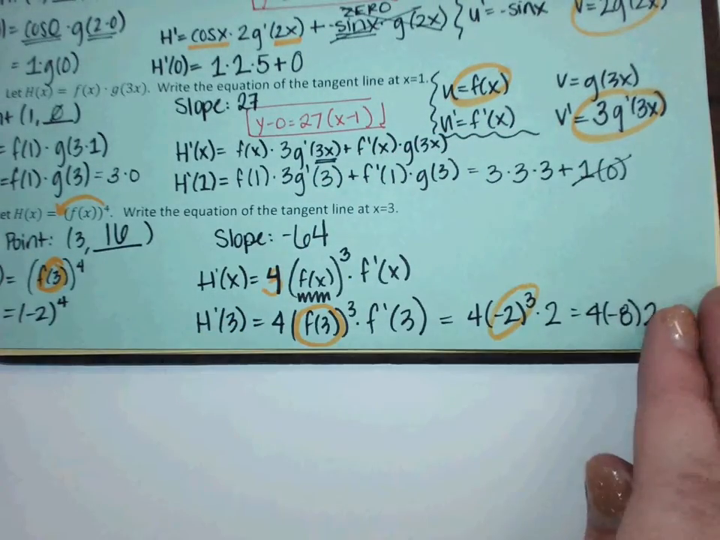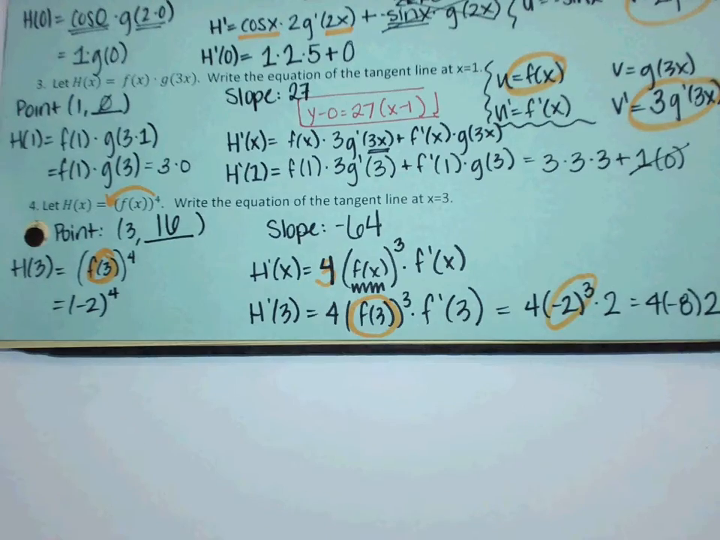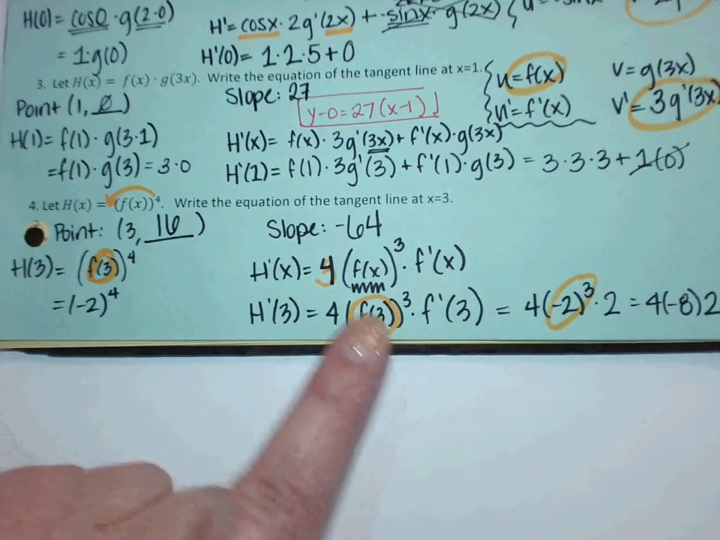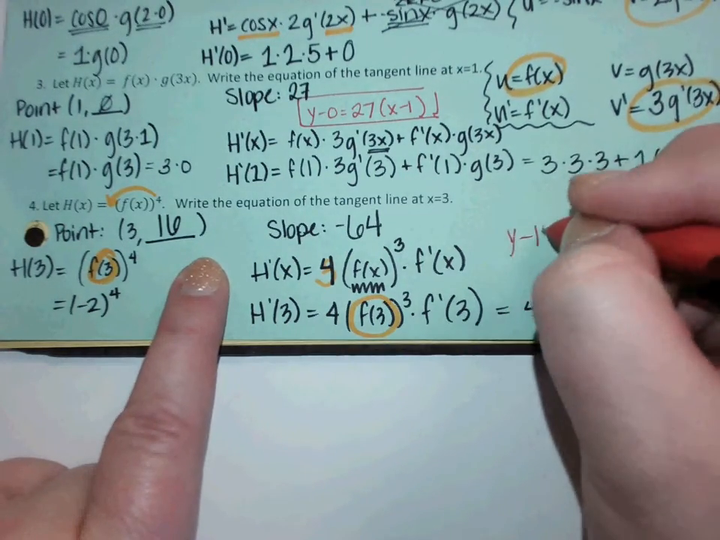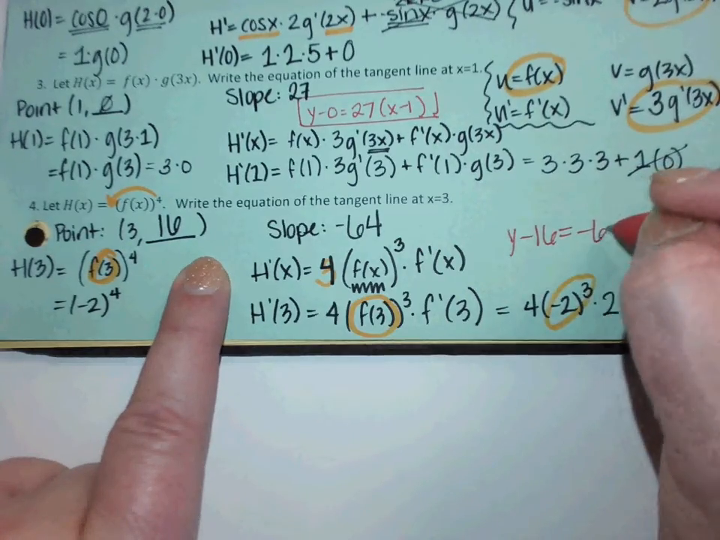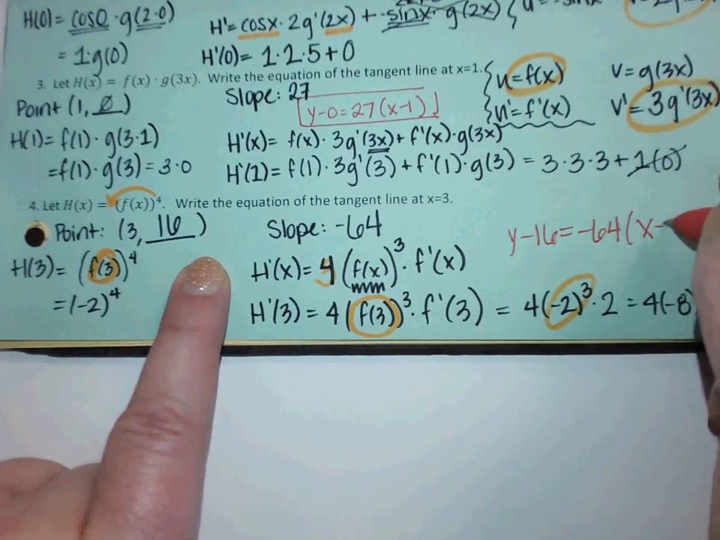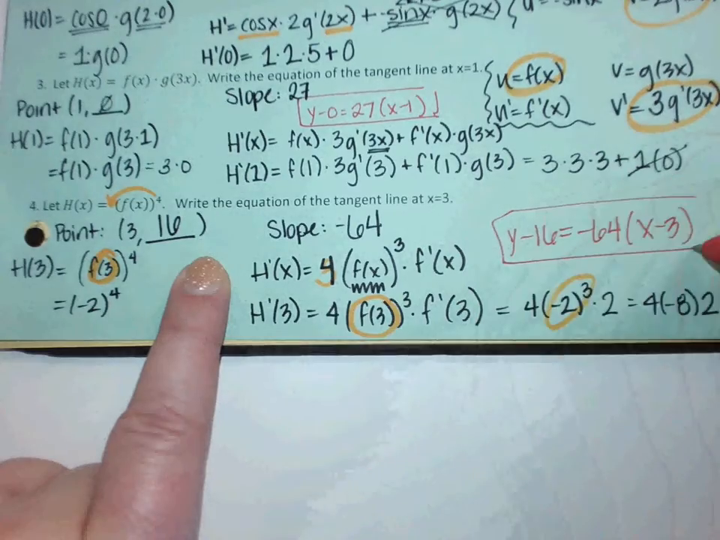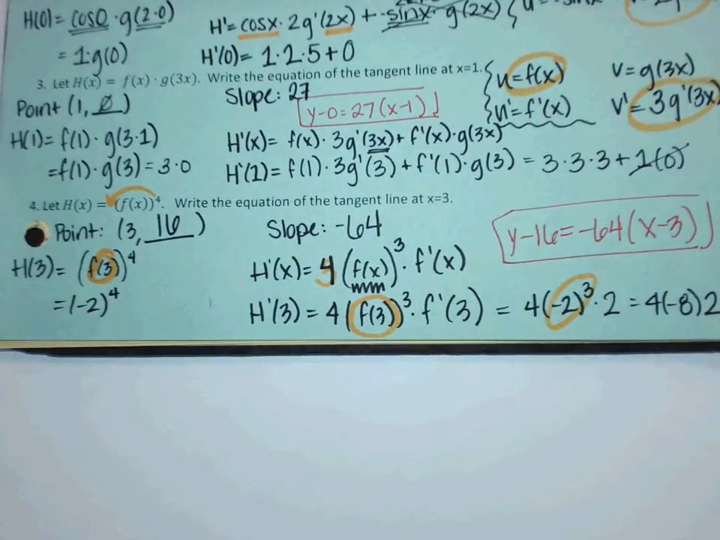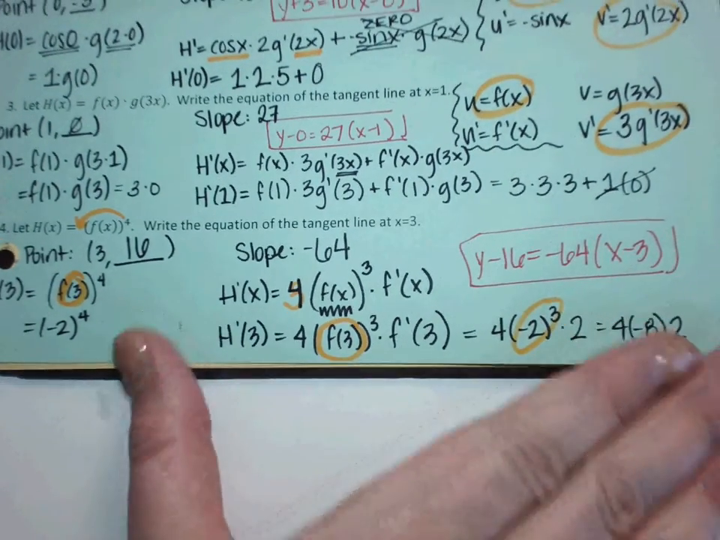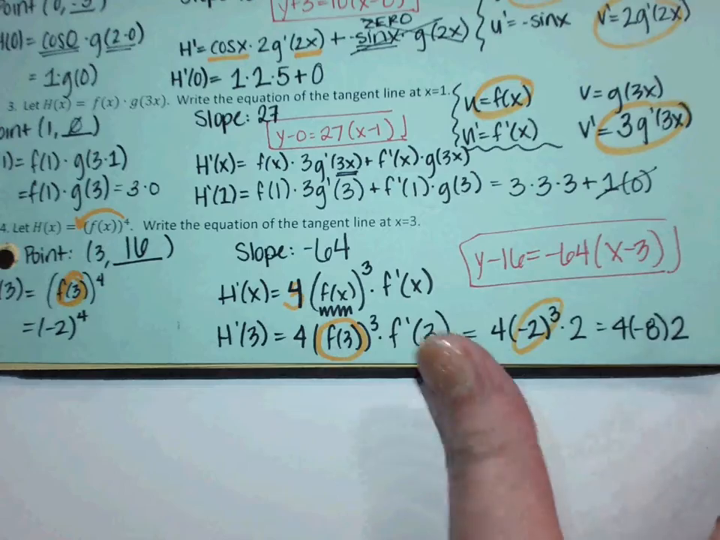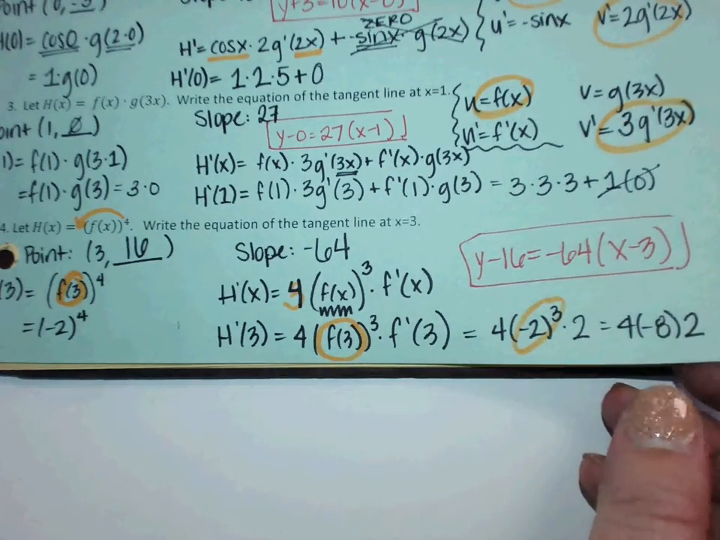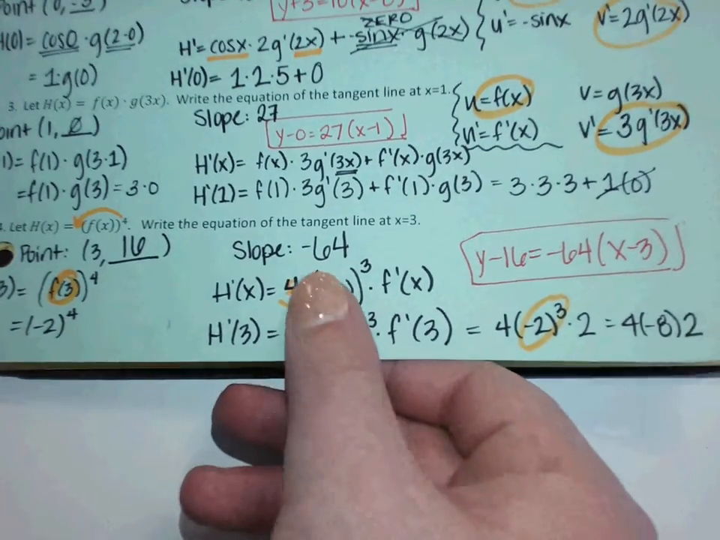Then from there I have my point and my slope. That means I can write the equation of my tangent line. So it'll be y minus 16, negative 64 is my slope, x minus 3. Good? We are so good. You guys are so good. Any questions? I love to help. Make sense? Okay, alright, flip over the back.